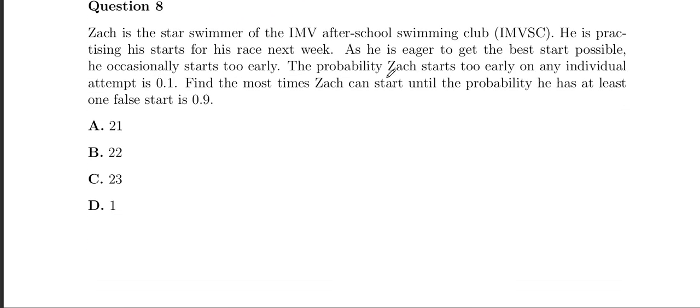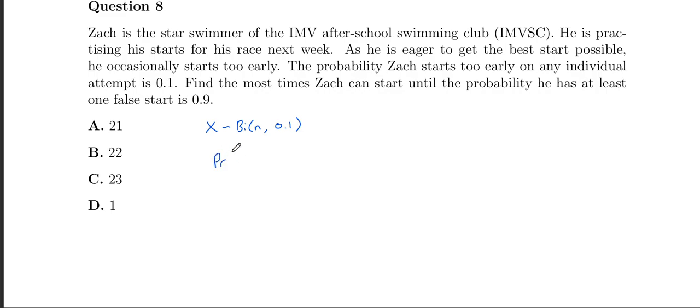All right, Zach is the star swimmer. Okay, so probability that Zach starts too early is 0.1. So we have a binomial here. Binomial n, we don't know what n is, and a probability of success is 0.1. Find the most times Zach can start until the probability he has at least one false start is 0.9.